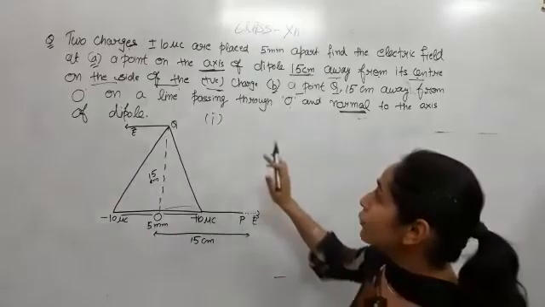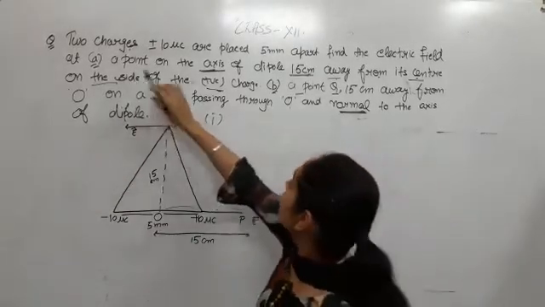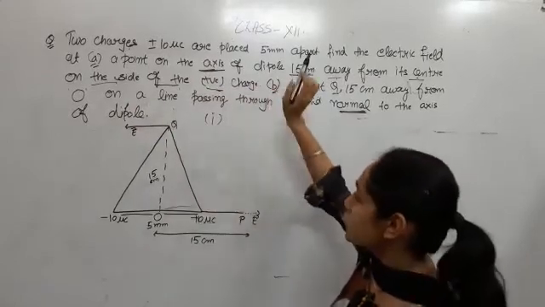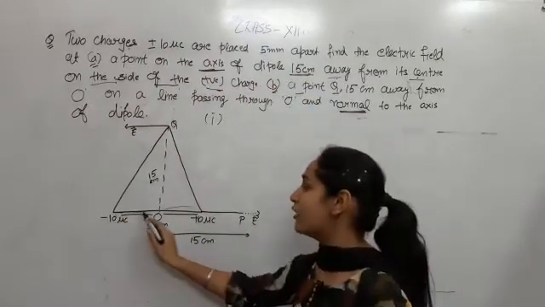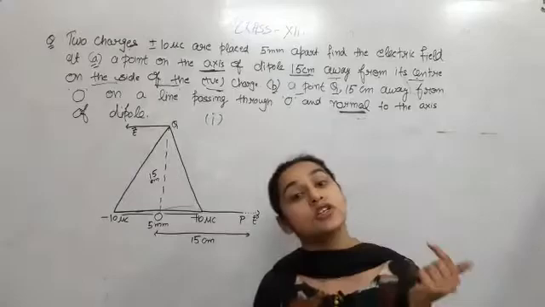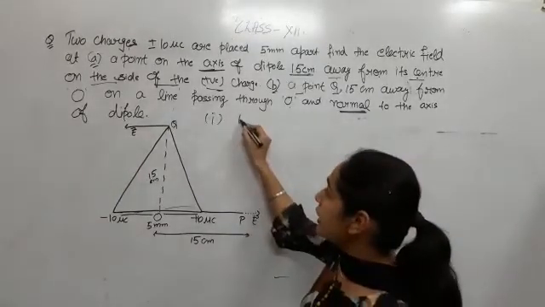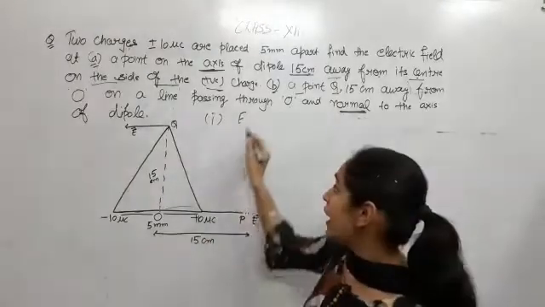Firstly, we will start from the first point. They are saying find the electric field at a point on the axis of the dipole. Means firstly we have to use the relation of the electric field on the axial line. So what was the relation to find the electric field on the axial line?